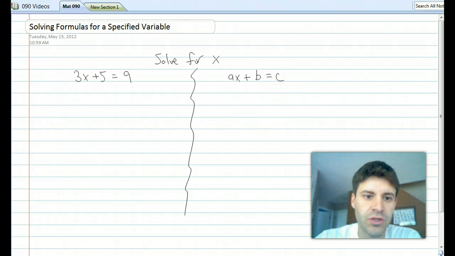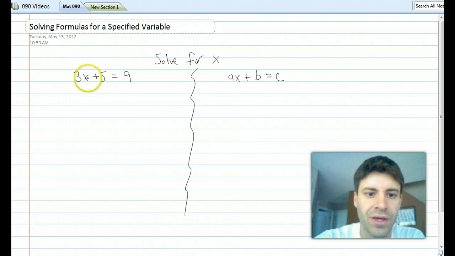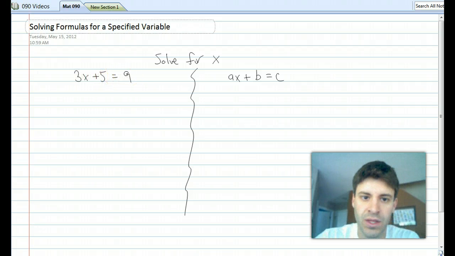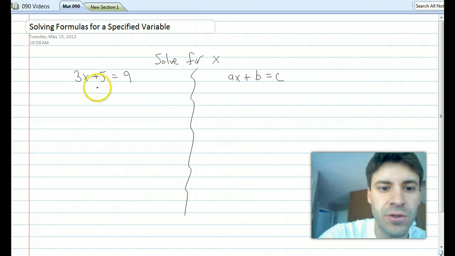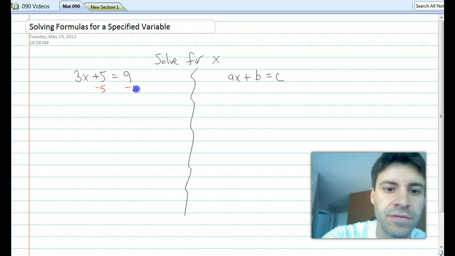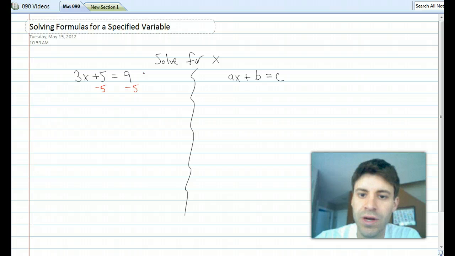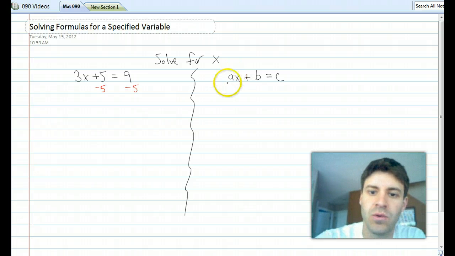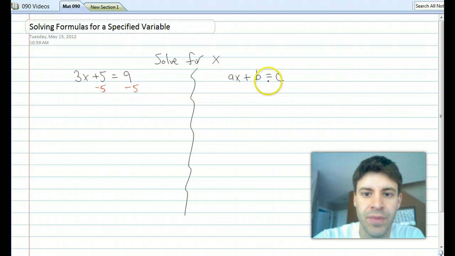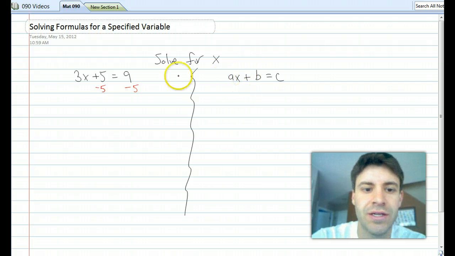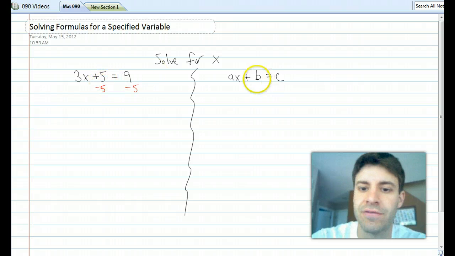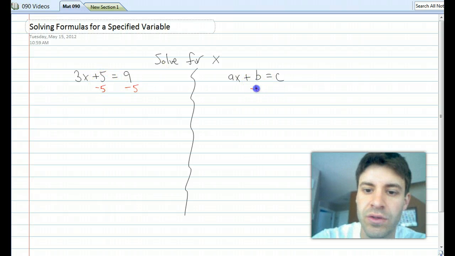So what's the first thing that you do when you're solving 3x plus 5 equals 9? Well, you could probably tell me that the first thing that you do is you subtract 5 from both sides of the equation. And we're not going to do anything differently with this equation with the a, b, and c in it. If we're going to try to solve for x, the first thing that we're going to do is, we're not going to subtract 5 because we don't have a 5. We're going to subtract b from both sides.